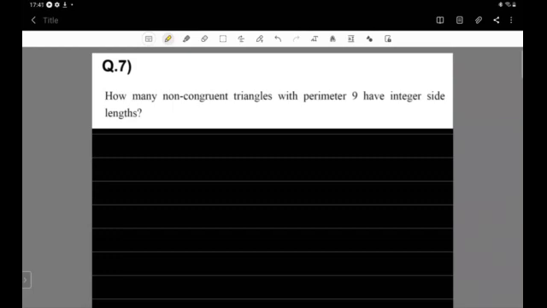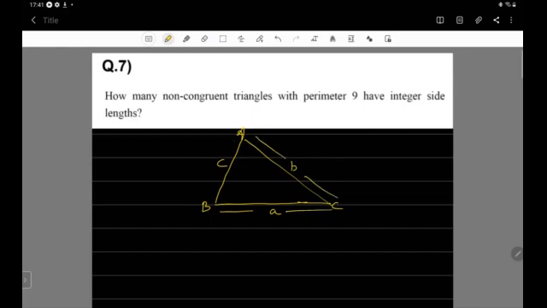In question number 7, it says non-congruent triangles with perimeter 9 with integer side lengths. Look, in a triangle, I have the perimeter, and I have one more piece of information: all side lengths are integers. You know the notation we use. This side is A, this side is B, and this side is C. What is given? That all three sides are integers.